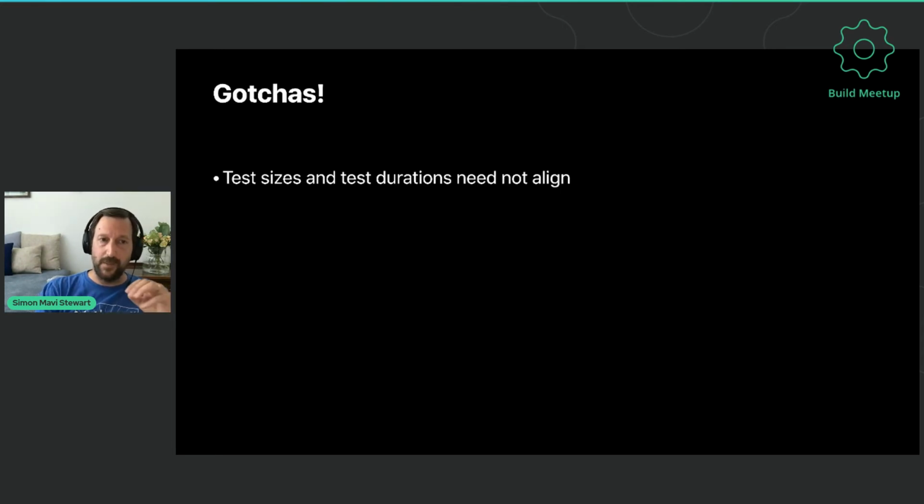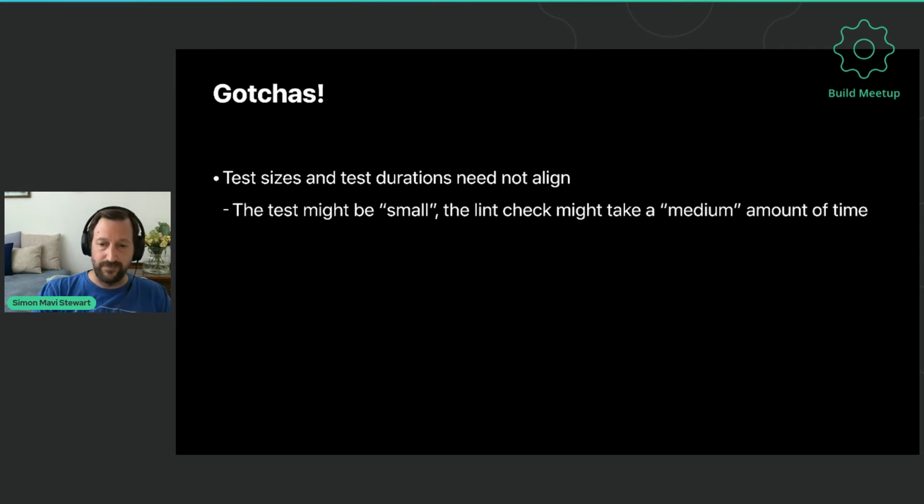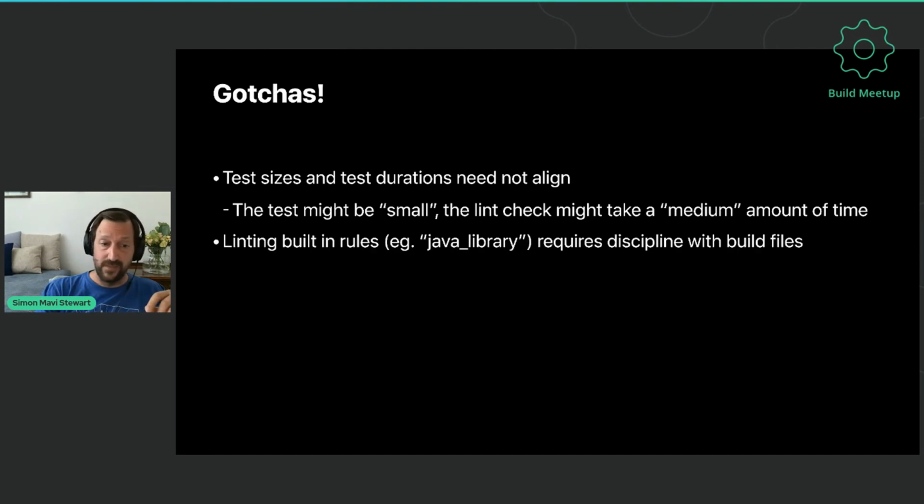So Apple Rules Lint is good, but it's not all good. There are some gotchas. The first of these is that test sizes and test durations need not align. Like the inputs to the test rules and the lint checks are just running locally, right? They seldom need to reach out to the network. They seldom need to do exciting things. They're technically small, right? But they can run for quite a long time, which may make them medium or large. That is, the test might be small, the lint check might be medium.